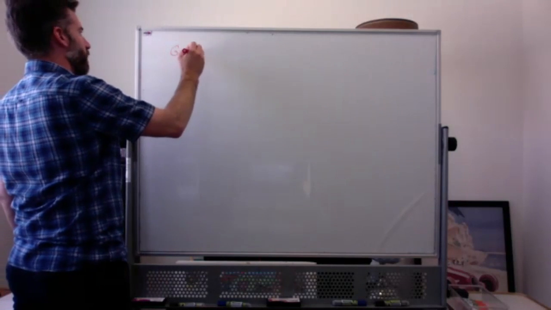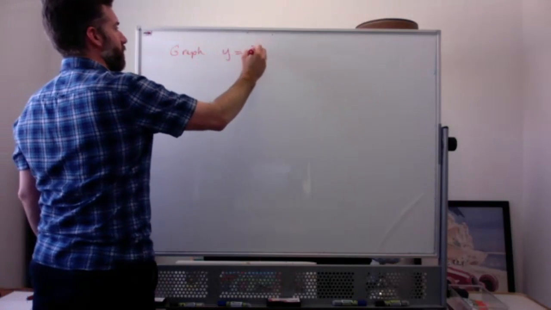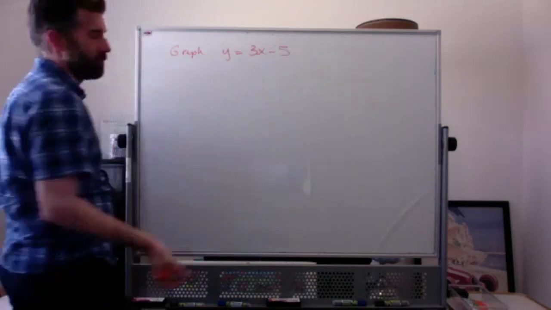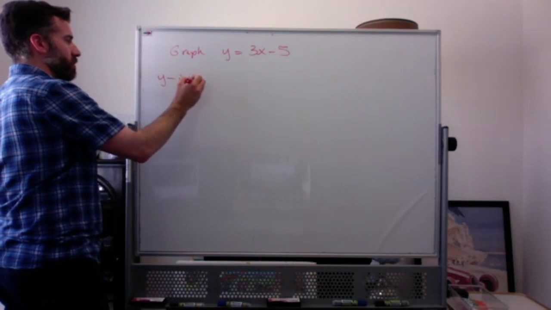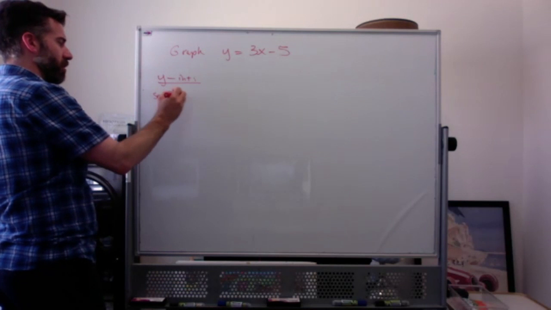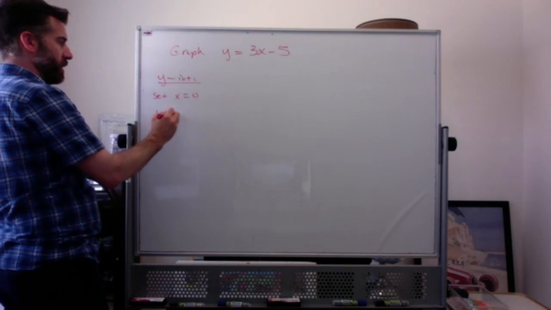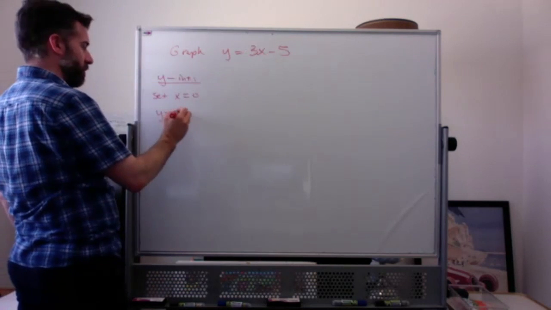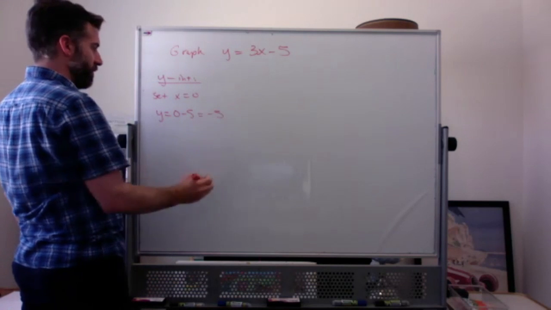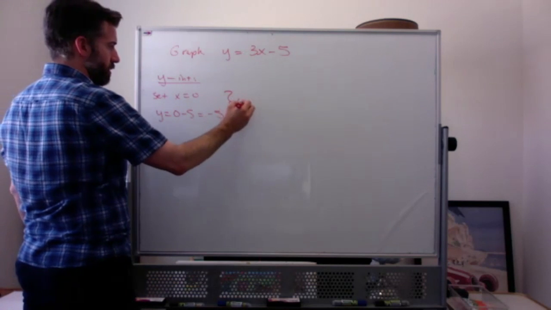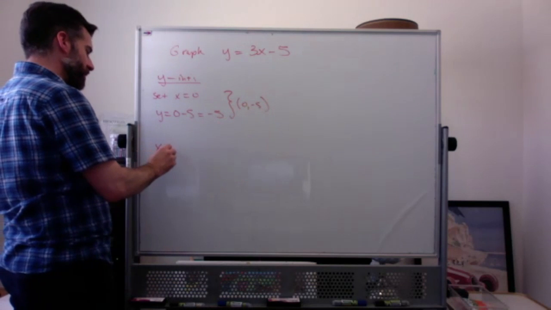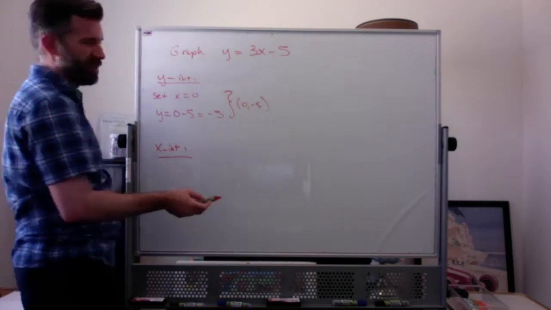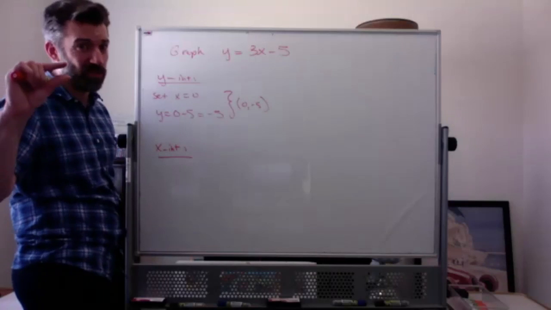So we're going to graph y equal to 3x minus 5. Same deal. Y-intercept. Set x equal to 0. Y is going to equal 0 minus 5, which is negative 5. So we get (0, negative 5) as our y-intercept. X-intercept is usually going to be more work. Not a lot more work, just a little more work.